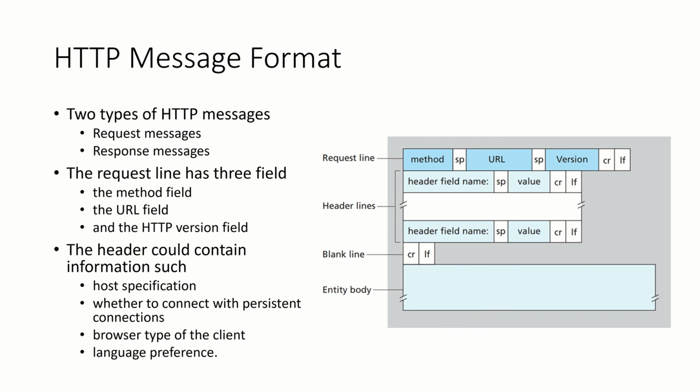The entity body is empty with the note on the right picture here. The entity body is empty with the GET method, but is used with the POST method. An HTTP client often uses the POST method when the user fills out a form. If the value of the method field is POST, then the entity body contains what the user entered into the form fields.